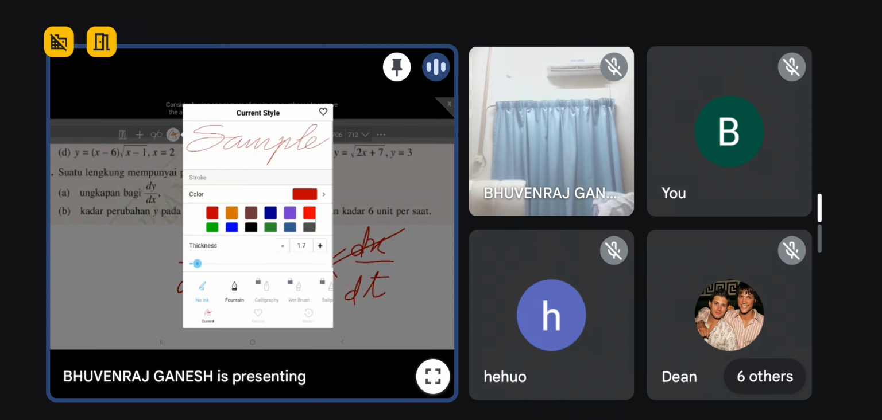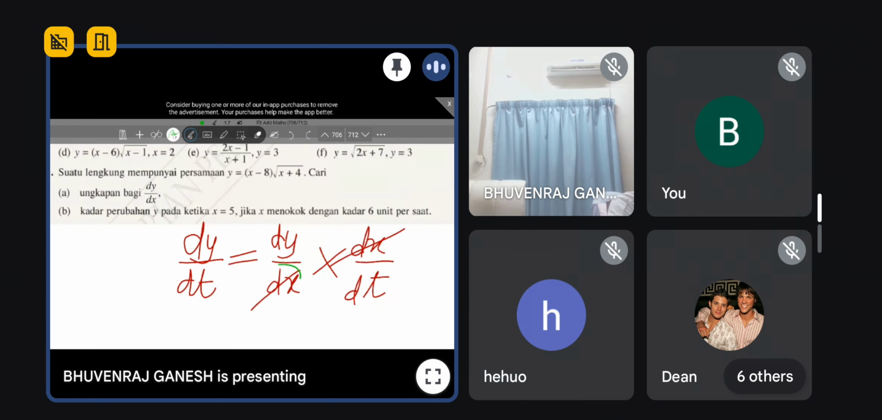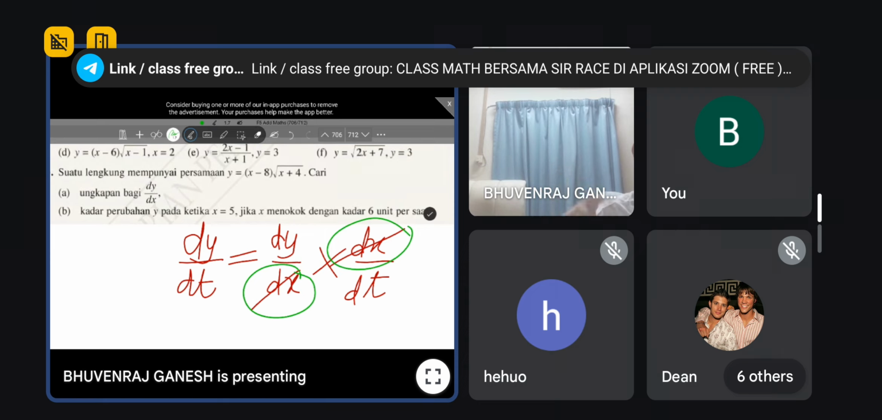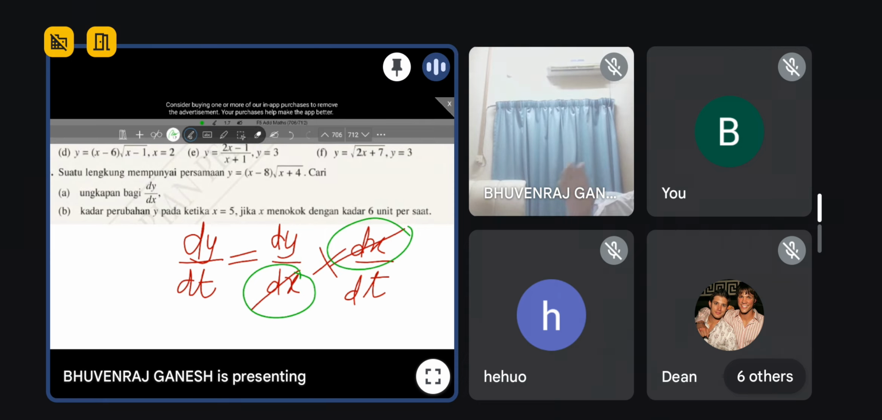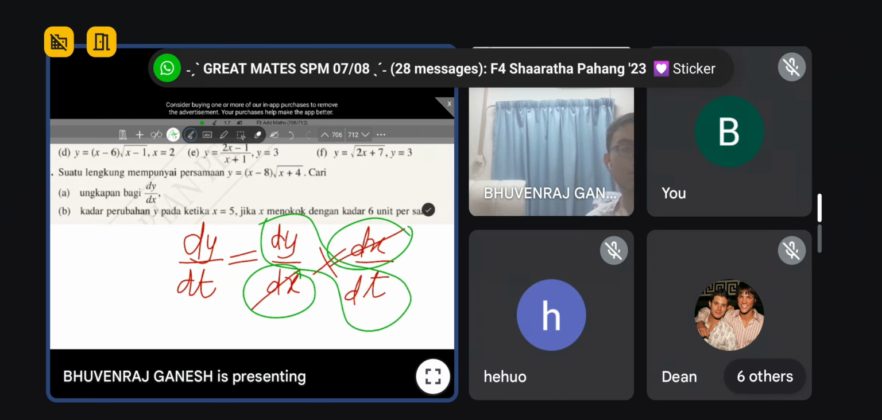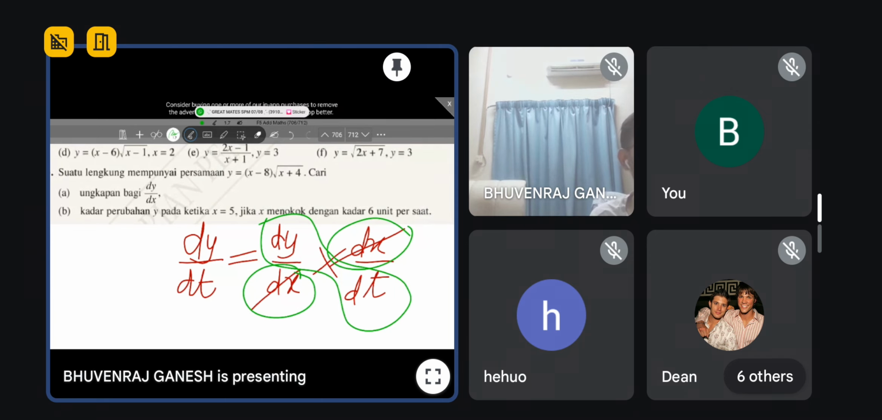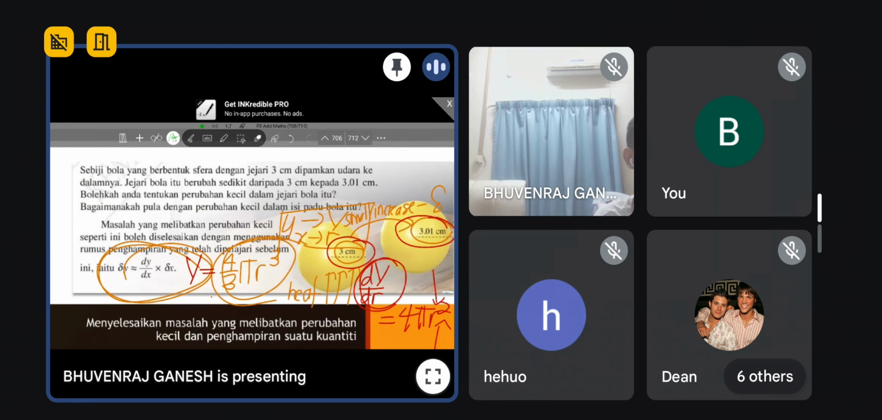So what is our aim here is you must try to get two same quantity up and down. Kamu kena ada dua quantity sama, atas dan bawah pecahan, supaya boleh potong. So that's how you will get your answer here, dy dt. Okay guys, so make sure you know how to form your chain rule. Okay, so now we can discuss question C already.